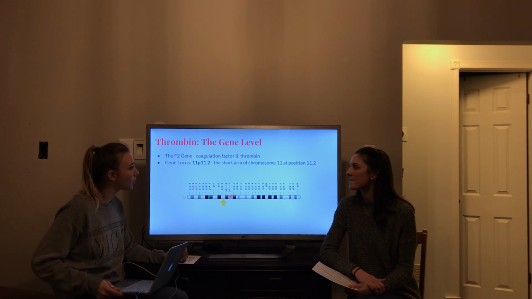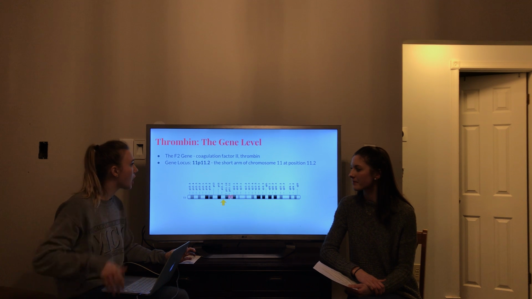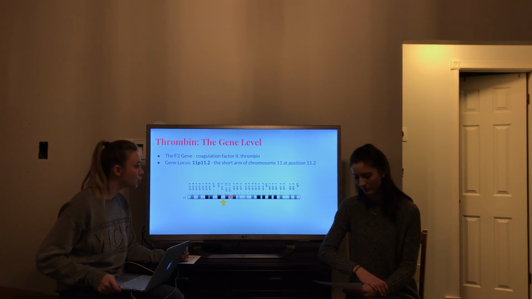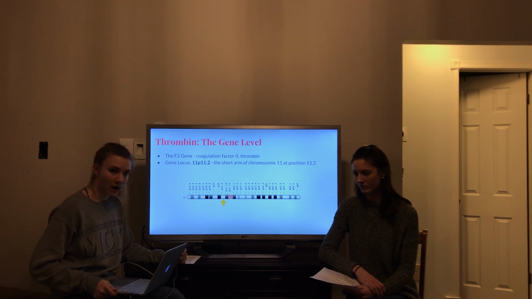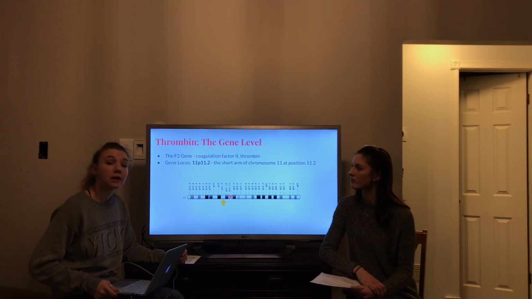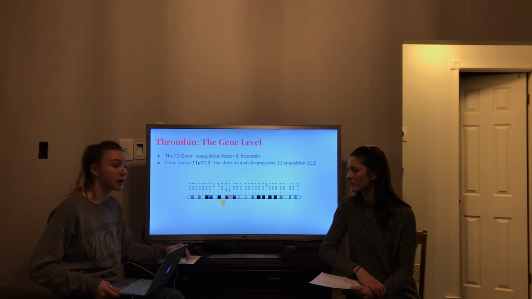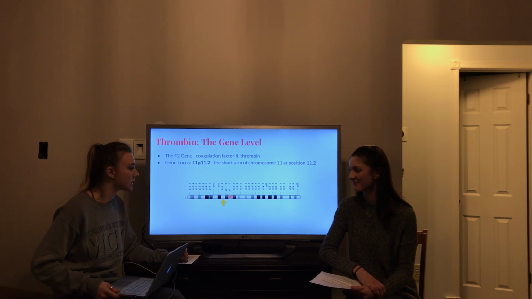And so now I want to talk about thrombin at the gene level. It is coded by the F2 gene, or coagulation factor 2. It is located on the short arm of chromosome 11 at position 11.2. And here's a nice little graphic for you to see that.